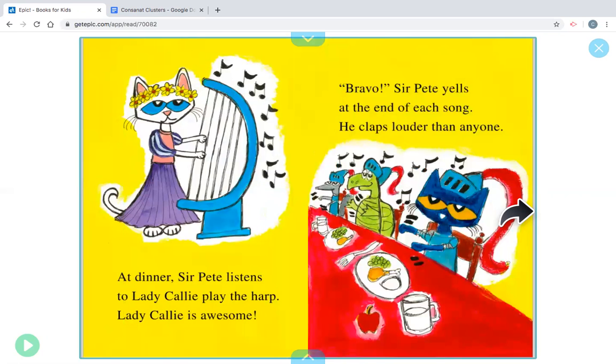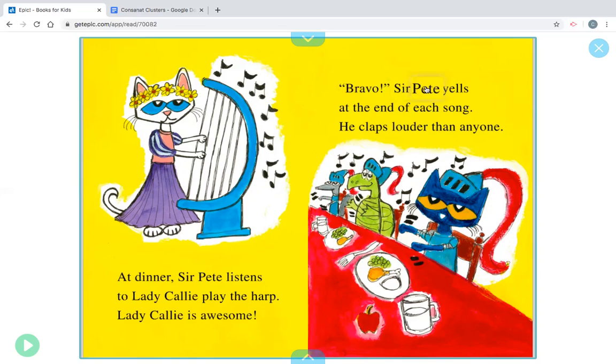At dinner, Sir Pete listened to Lady Callie play the harp. Lady Callie is awesome. Do we see any consonant clusters here? Any ones that we're looking for? Do you see any words that start with a BR or start with a DR? I don't see any. Let's move on.